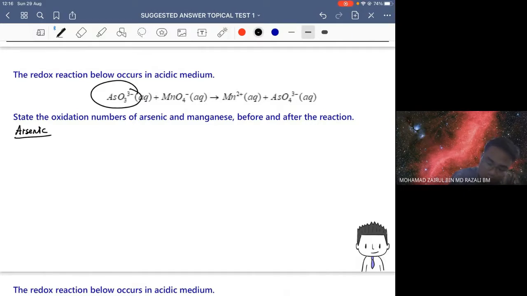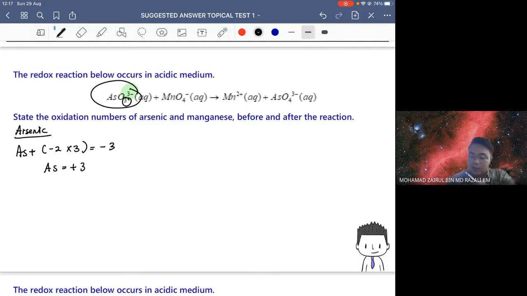So kita nak cari arsenic, so kita unknown ke arsenic. Oxygen is -2, tapi kita ada 3 oxygen, we need to multiply by 3. Kalau kita ada polyatomic ion, the total oxidation numbers must equal to its charge. So charge dia adalah -3. So kalau awak kira, before reaction, arsenic is +3. Oxidation number jangan lupa positive and negative sign tu wajib tulis. Tak tulis awak akan automatic salah.